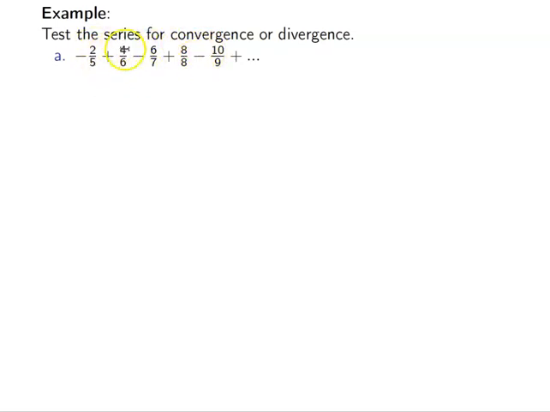0.4, 0.666667. I don't know what this is as a decimal, but it's almost 1. This one is 1. This one is larger than 1. The next one is also larger than 1. So the absolute value of each term is increasing, right?